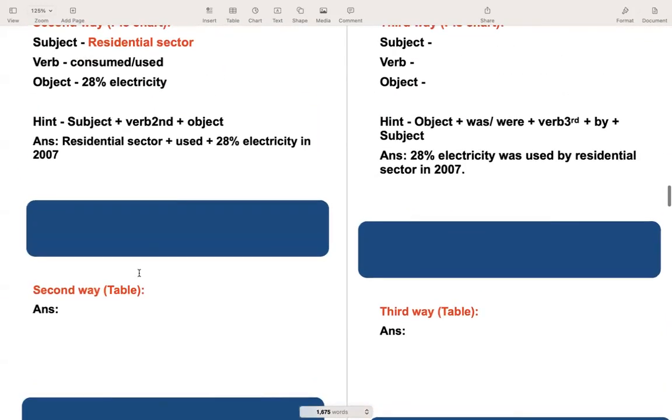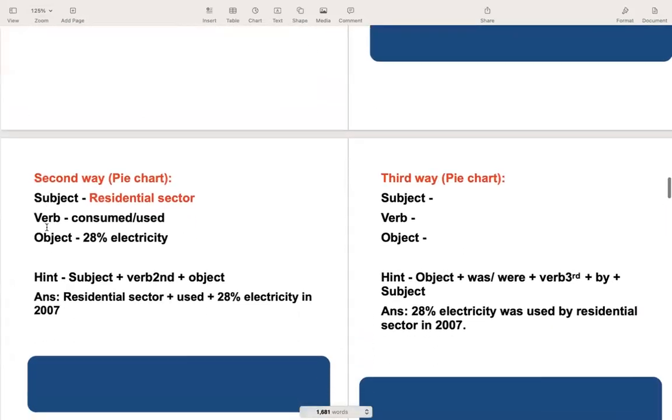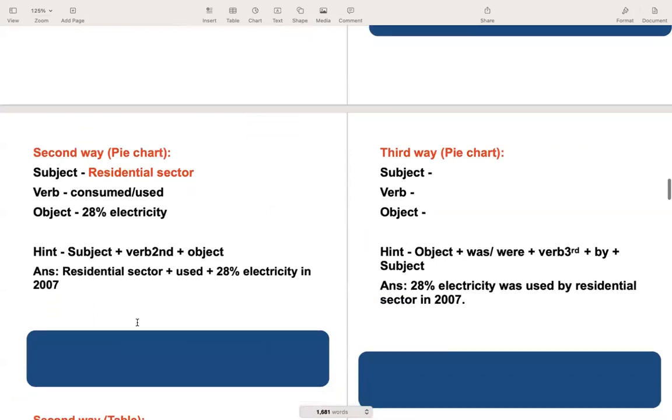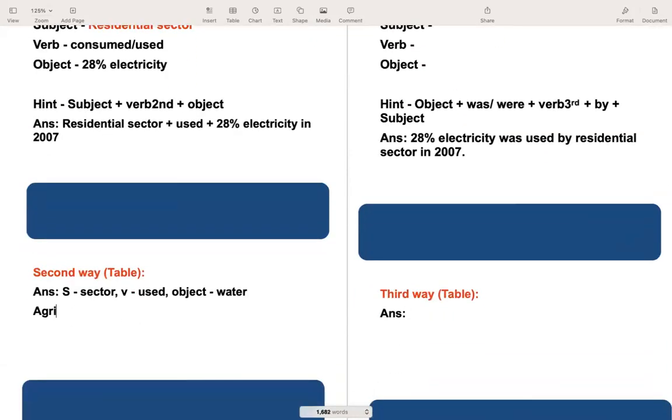So now tell me. You told me the subject is sector. We'll make it with country also. We'll take the sector as a subject. The verb is used and the object is water. So now let's do it. Make the sentence. Agriculture sector. Consume or use? Used? Use or used? Was used?